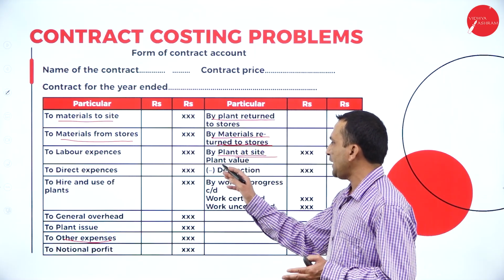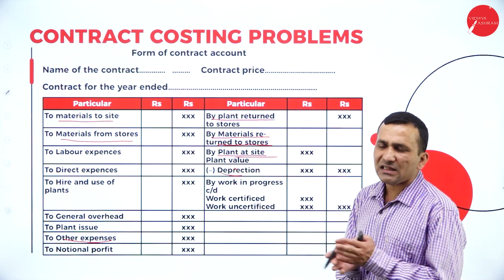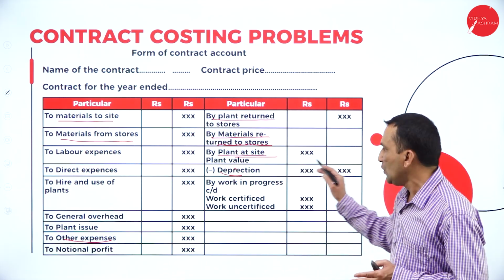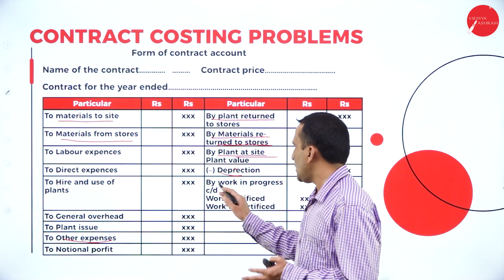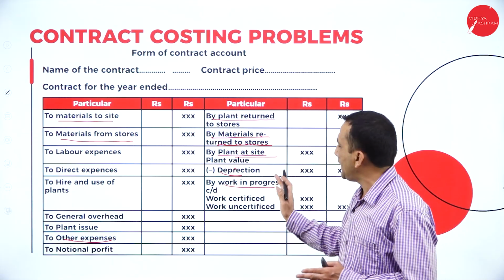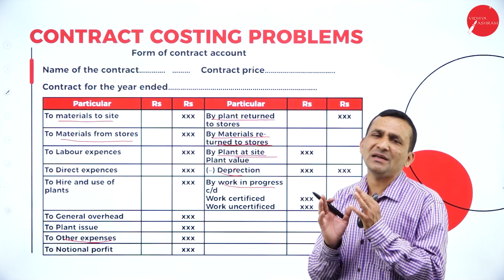And after deducting the depreciation, which is nothing but the reduction in value because of usage, we will get to know the net asset value. Next, work in progress is always written on the credit side, which is nothing but the income.